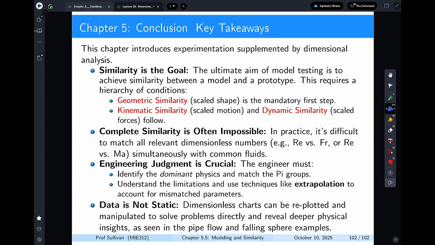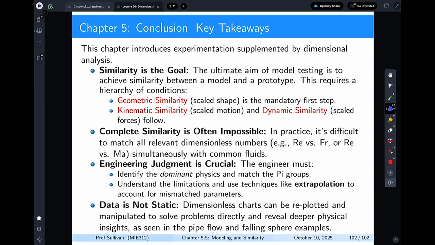But ultimately, the goal in this chapter has been model testing to achieve similarity between a model and a prototype. We try to do geometric similarity. That's easy. We have very highly talented machinists in this department and around the world who can do it with their eyes closed. Well, not quite, but okay. Kinematic similarity and dynamic similarity depend on money to a certain extent. If I had a lot of money and I could rip up the center of King's College Circle and make the wind tunnel of my dreams, I still would not be able to get anywhere close to the numbers that I need to achieve.